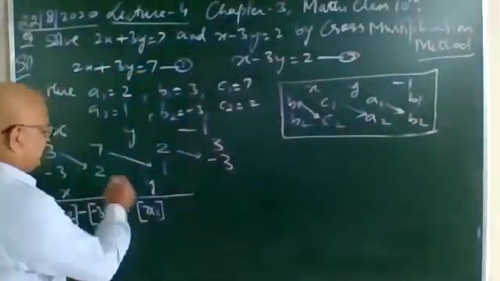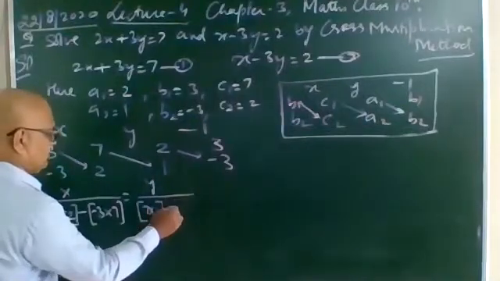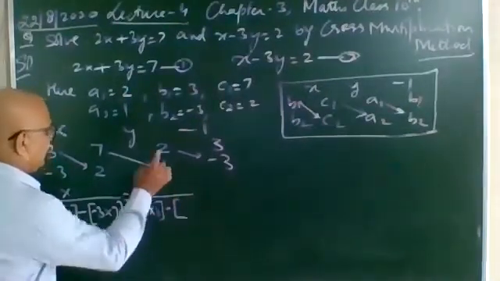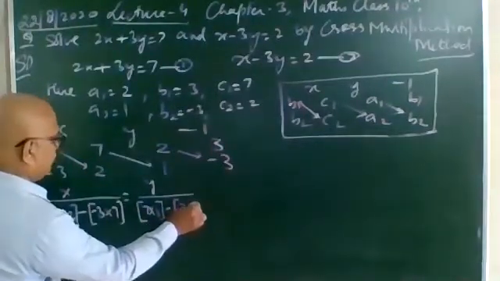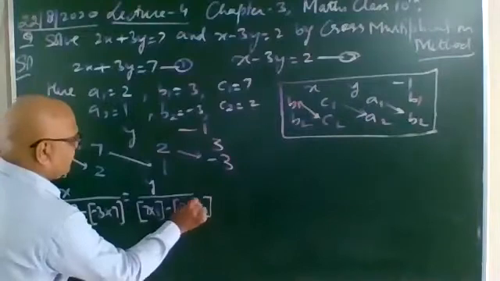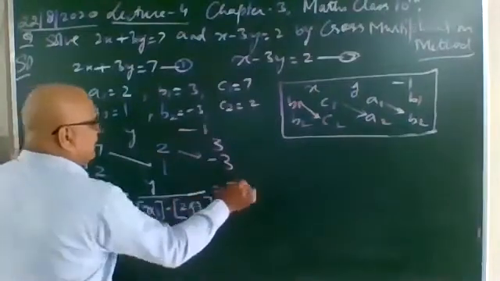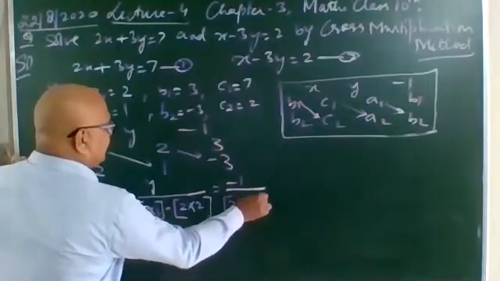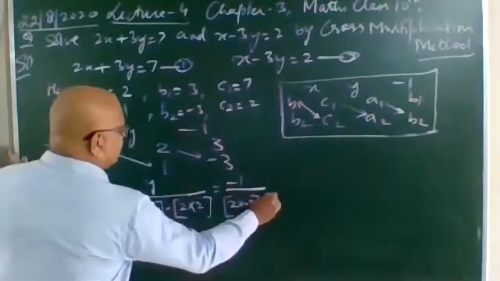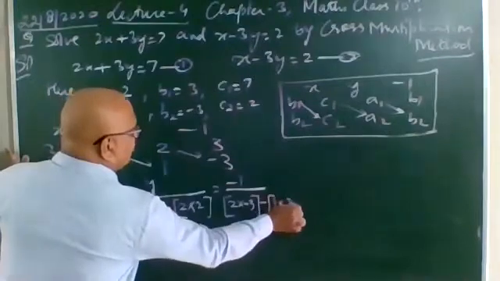7 into 1 minus, that is 2 into 2, that is minus 1, 2 into minus 3, minus 1 into 3.